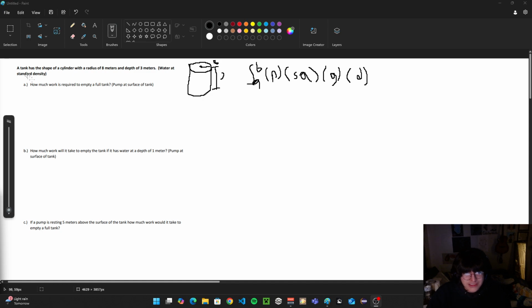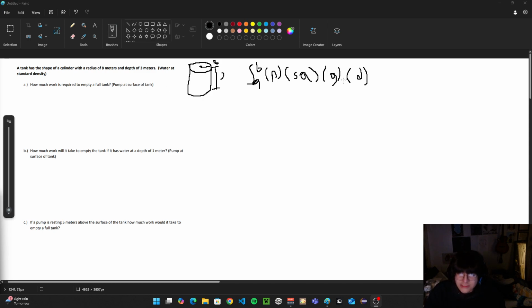So the problem says the tank has the shape of a cylinder with a radius of 8 meters and a depth of 3 meters, and the water is at standard density. The first question asks how much work is required to empty a full tank, where the pump is at the surface of the tank.